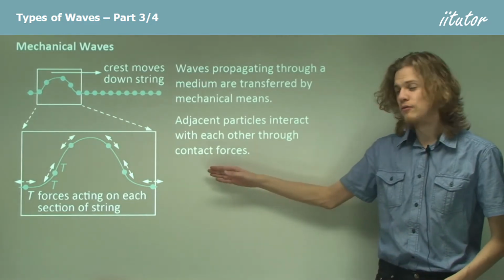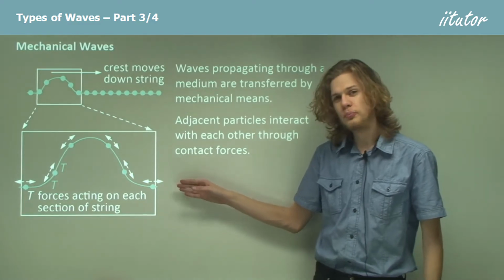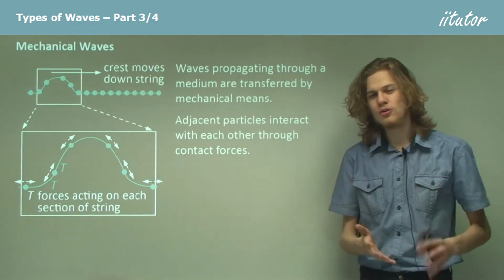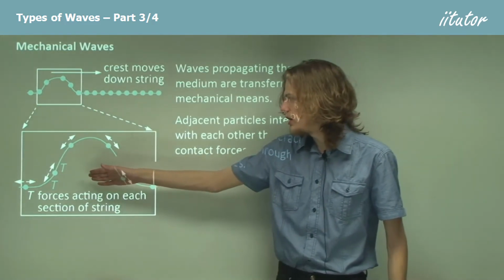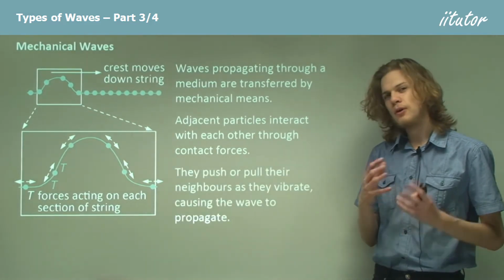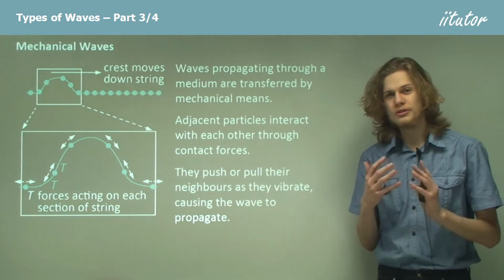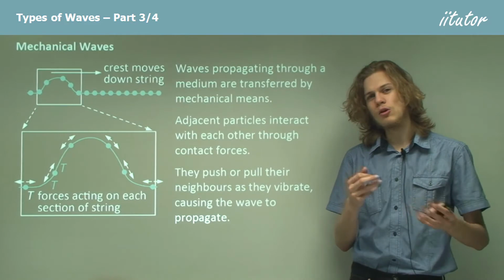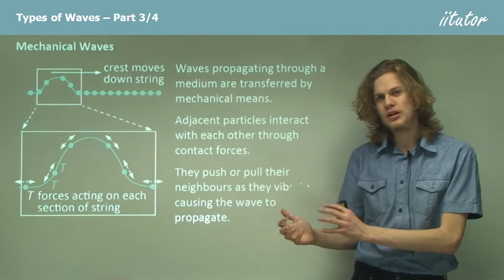If we look at a wave on a string over here, we can see that the tension forces between each section of the string are what are causing the string to go up and down and cause the wave to travel across. So we can see the forces on each part of the string over here. So each part of the string, or each particle of the gas, will push or pull on its neighbours. And by exerting this minor force on their neighbours, they'll cause the disturbance, the wave, to propagate through the medium.